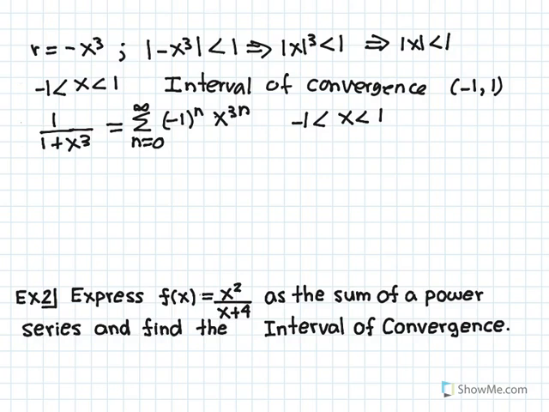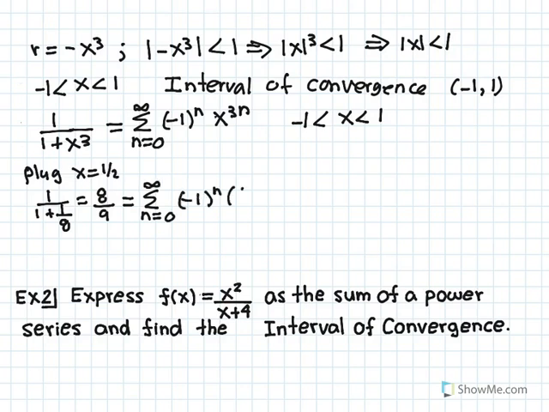For example, let's plug in x equals 1/2. So plug x equals 1/2. We're going to get 1 over 1 plus 1 over 8. And that, if we simplify that, that's going to give us 1 over 9 over 8, which is 8 over 9. So simplify this, we get 8 over 9. And this is equal to summation n equals 0 to infinity minus 1 to the power of n times 1/2 to the power of 3n.